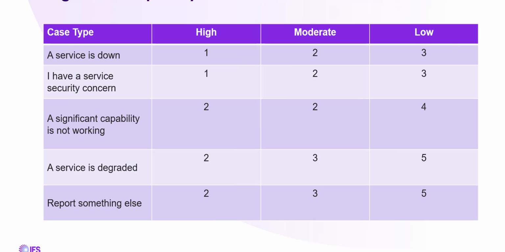Setting the case priority. The case priority is determined by the case type and the urgency of the issue. Here you can see a matrix of the combinations available to you. By default, a service down is a high urgency and results in a priority 1. The same happens with a security concern. You're able to set your level of urgency after determining your case type.